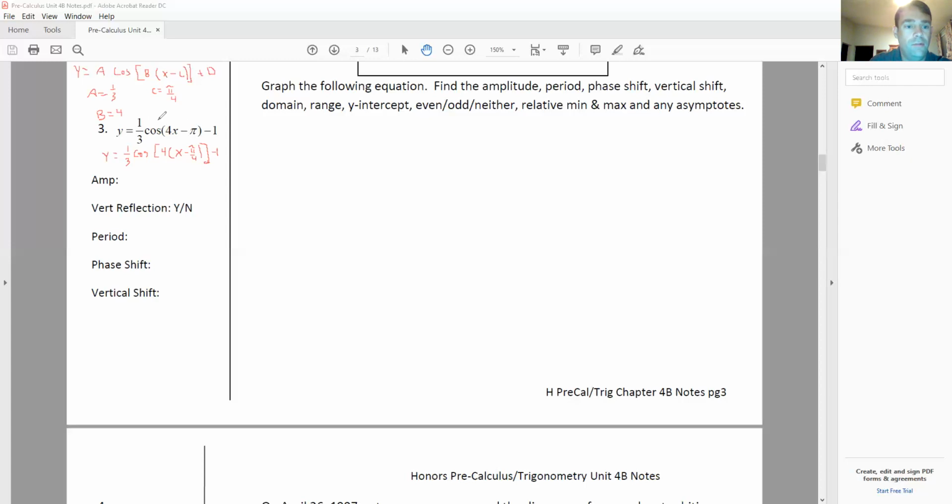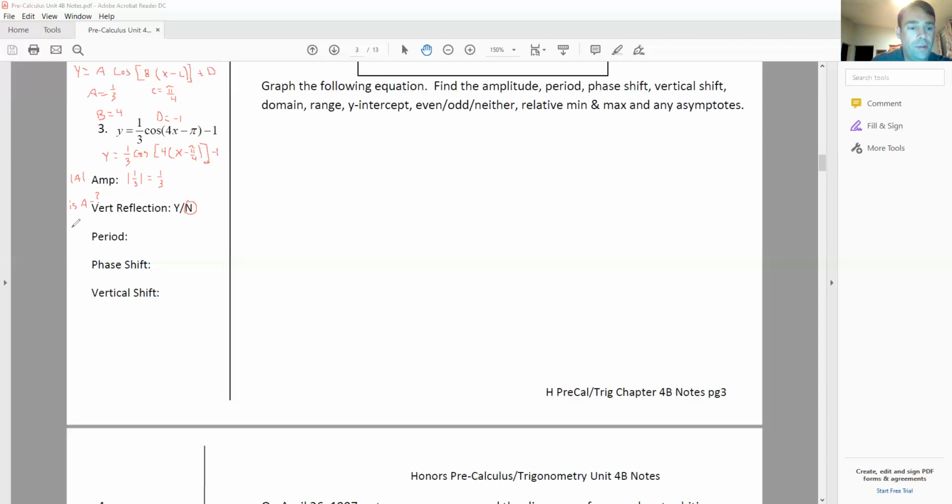And I have a d value of -1. So again, we can do everything here. Amplitude is still the absolute value of A, the absolute value of 1/3, which would be 1/3. Vertical reflection, in other words, is a negative. And you would tell me, nope, it's not.